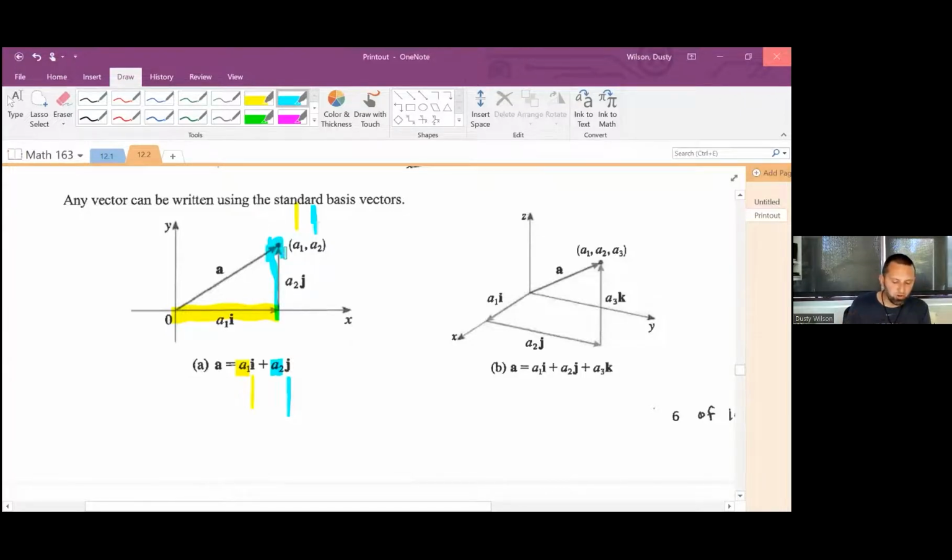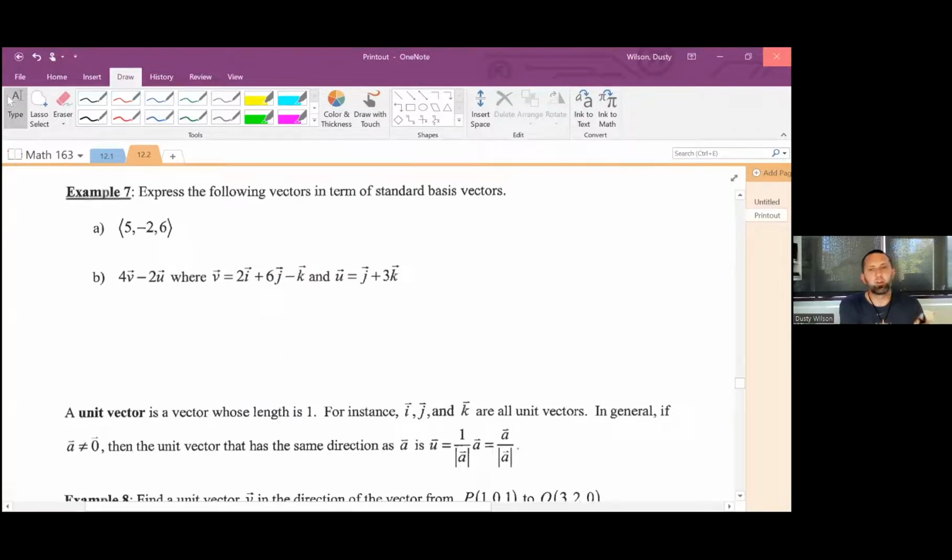This is going to give us an alternative way of writing our vectors. Prior, we were just using the angle brackets, so we would say a1, a2, a3. Now we have a new way of writing a equal to a1i plus a2j plus a3k. It means the same thing, it's just a different notation. So let's do an example of this. In example 7, express the following vectors in terms of the standard basis vectors. In A, we have 5, minus 2, 6. This would be 5i minus 2j plus 6k.